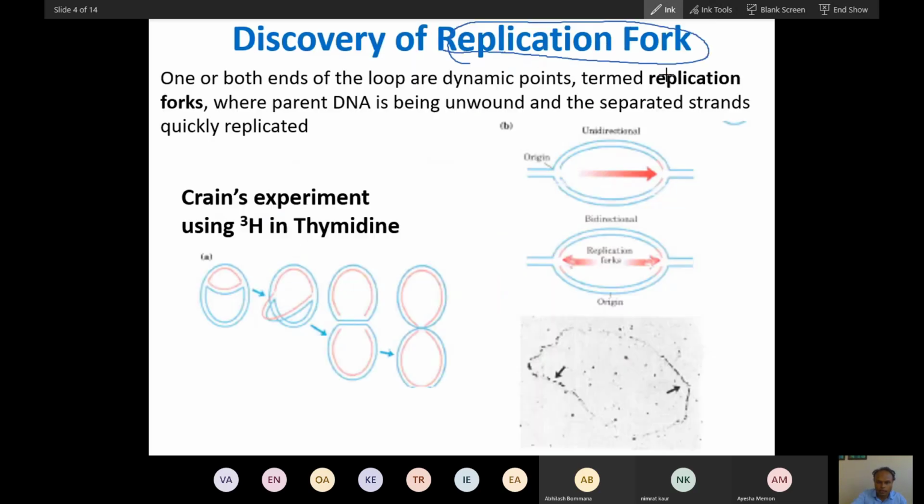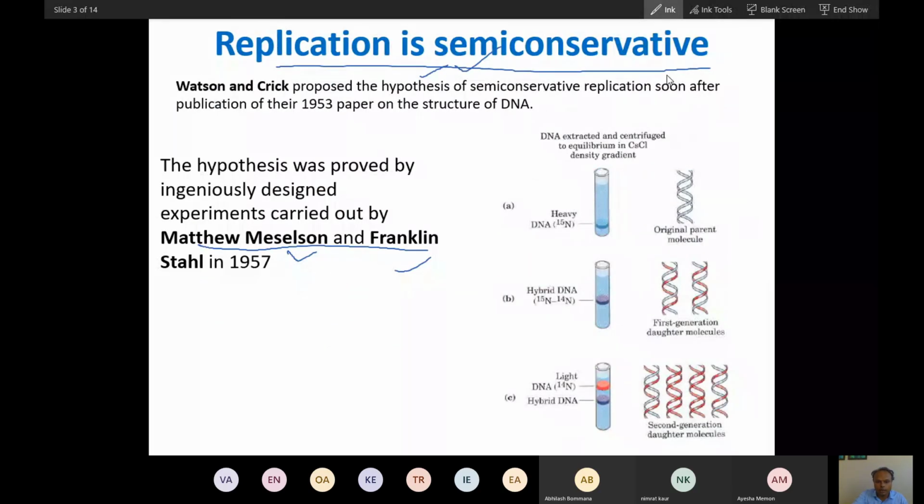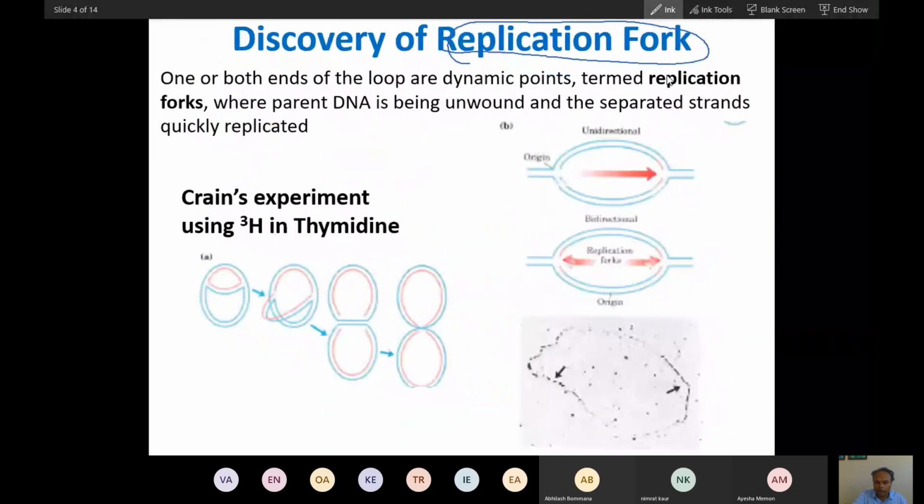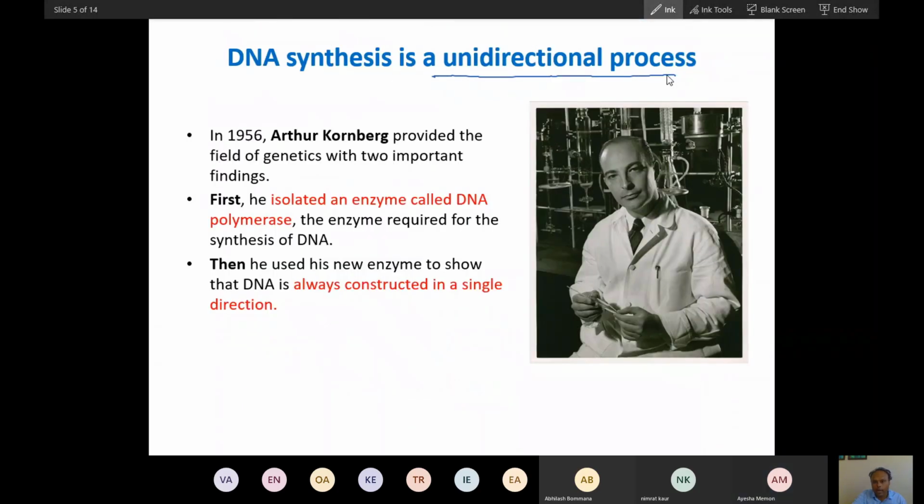So DNA synthesis is what? Semi-conservative. It starts with formation of a replication fork, and it proceeds 5 prime to 3 prime, a unidirectional process. So these three principles led to the discovery of DNA synthesis.